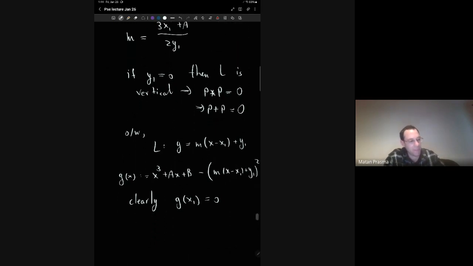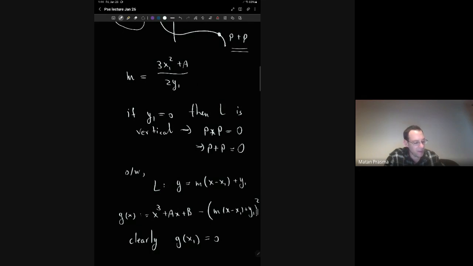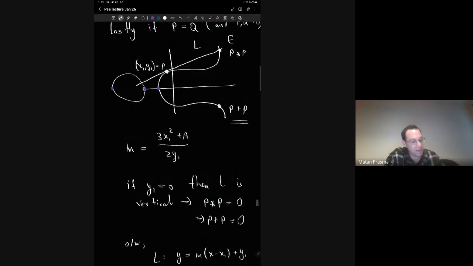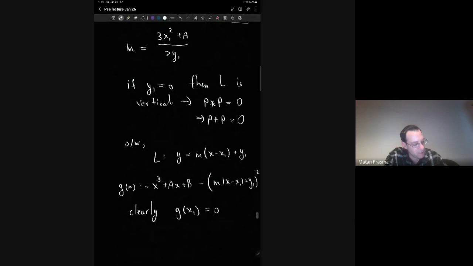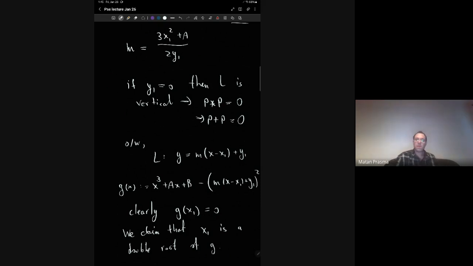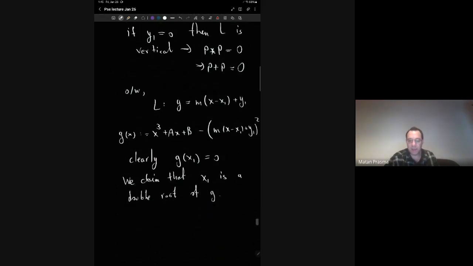But here, because it's a tangent line, x1 is a double root. We claim that x1 is a double root of G. And this is very easy.